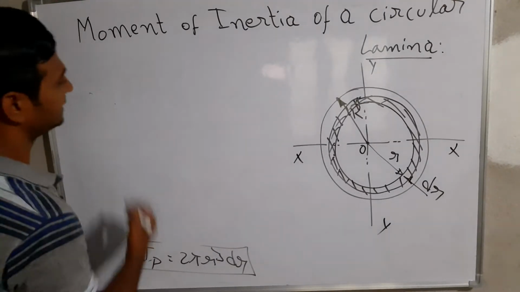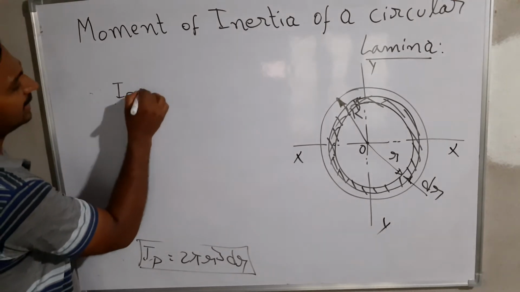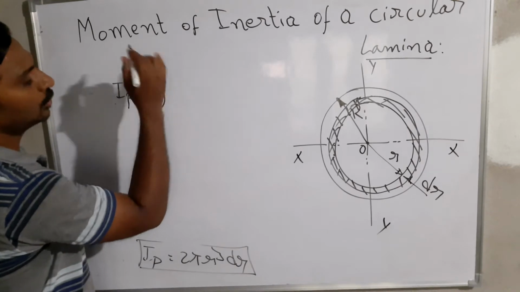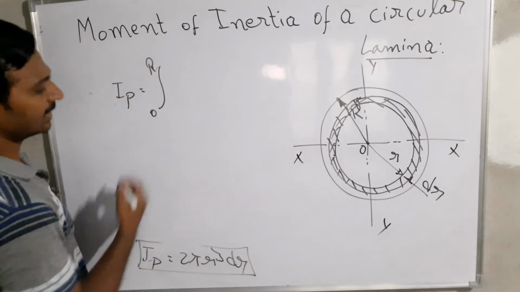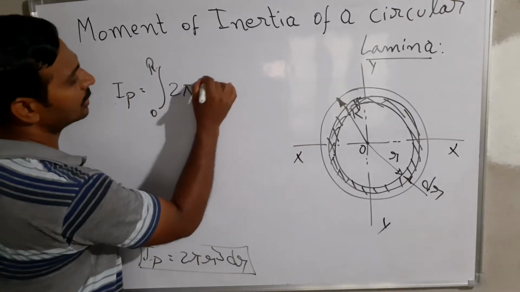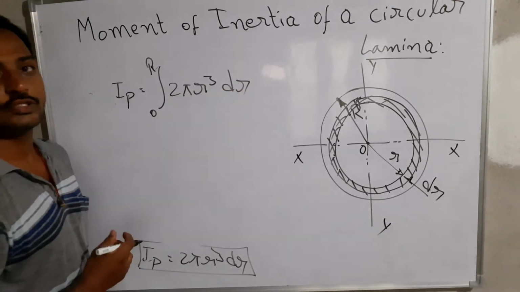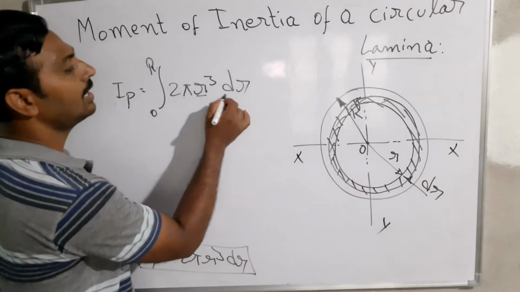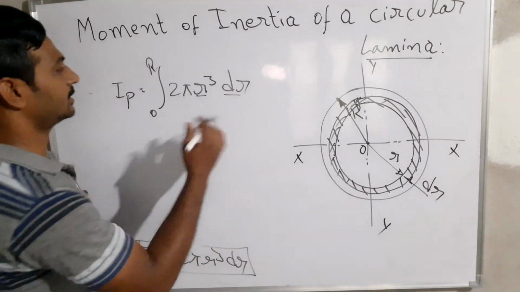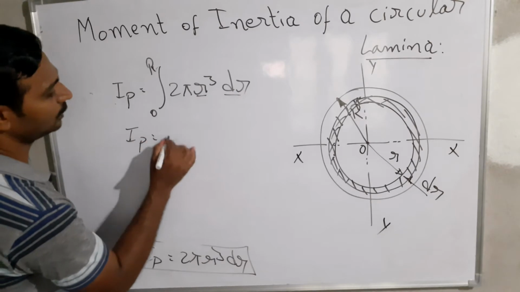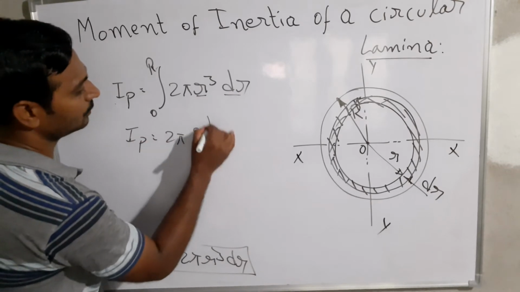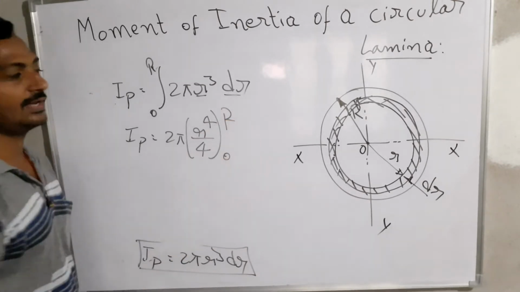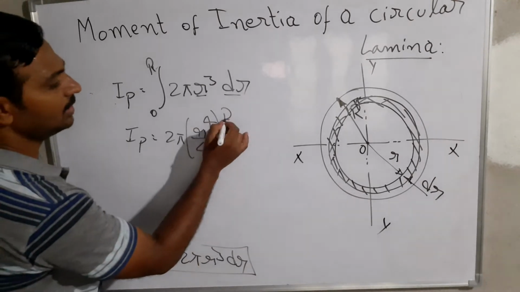So here the polar moment of inertia Ip is equal to the integral from 0 to r, representing the total polar moment of inertia of the circle, of 2 pi r cube dr. If I integrate this, the variable parameter is r, and dr. So then Ip is equal to 2 pi into r to the power of 4 by 4, evaluated from 0 to r.